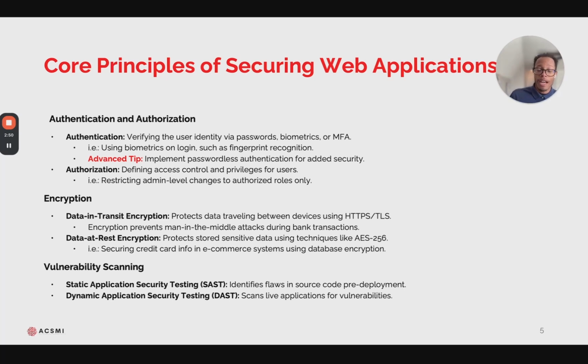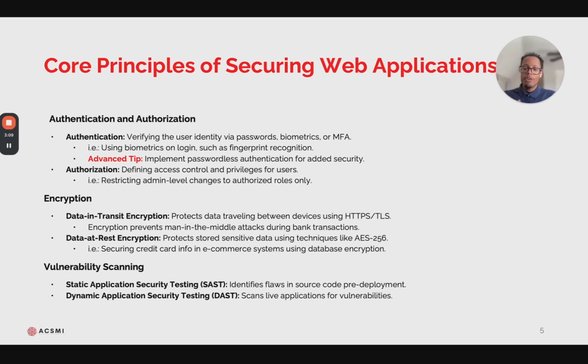Authorization happens after the fact because we're saying, okay, they logged in, great, but what type of access control are we going to give this user? Are they admin? Are they standard? Right? So we want to restrict admin level permissions on an account that's not necessarily admin. Then you have your encryption, data in transit, data at rest.